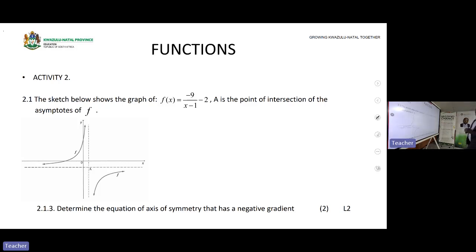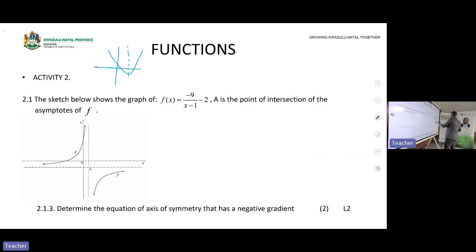Which is 2.1. 2.1 says we must determine the axis of symmetry that has a negative gradient. This question is very important. You always find it in hyperbolic functions where they say you must calculate or you must find the equation of symmetry. Remember, when we were doing parabolic function, we did speak about the equation or the line of symmetry. In a parabola, we said the line of symmetry divides our parabolic function into two symmetrical parts.